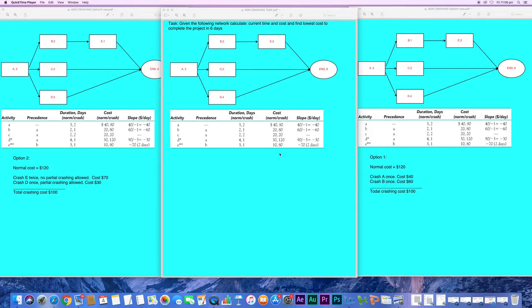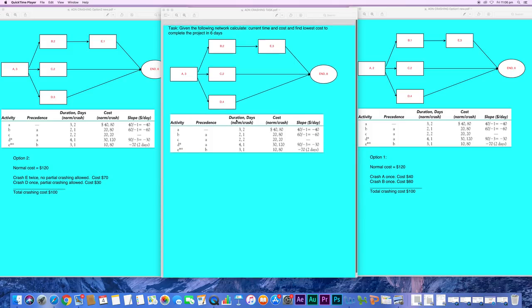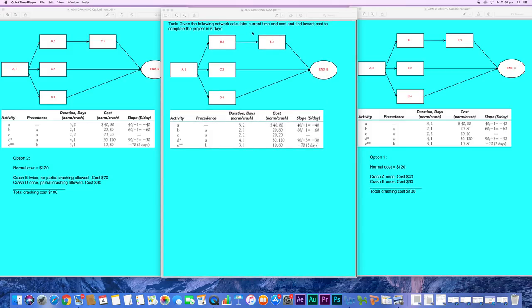In this video, we'll continue with crashing problems, but we'll formulate a question in a little bit different way. Your task is given here. So given the following network, calculate current time and cost and find the lowest cost to complete the project in 6 days. This table is given to you. Network is not given to you, but the activities and precedences are known. So you complete your network.